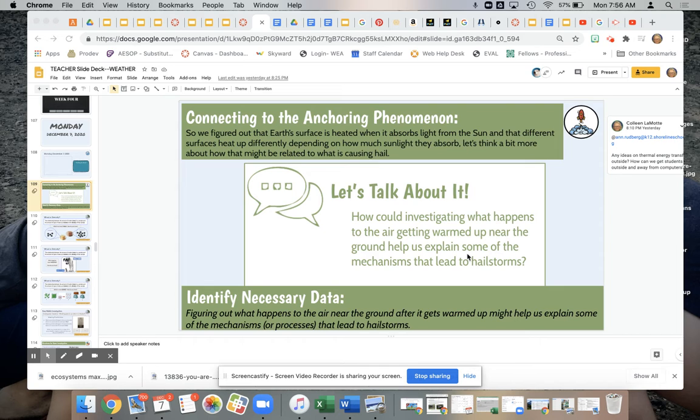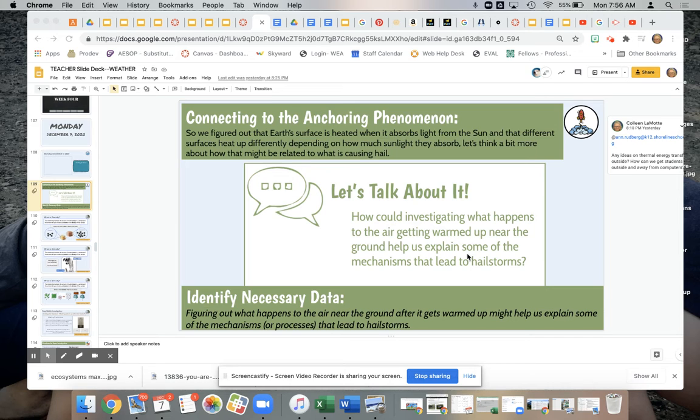So for this week, students are going to be thinking about energy transfers and density. Density is huge. This is like the big focus of this weather unit. It's not really about what causes hailstorms. It's really about density and thermal energy transfer. So we will be visiting density several times this week in order to just make sure it sticks in the brains of students.